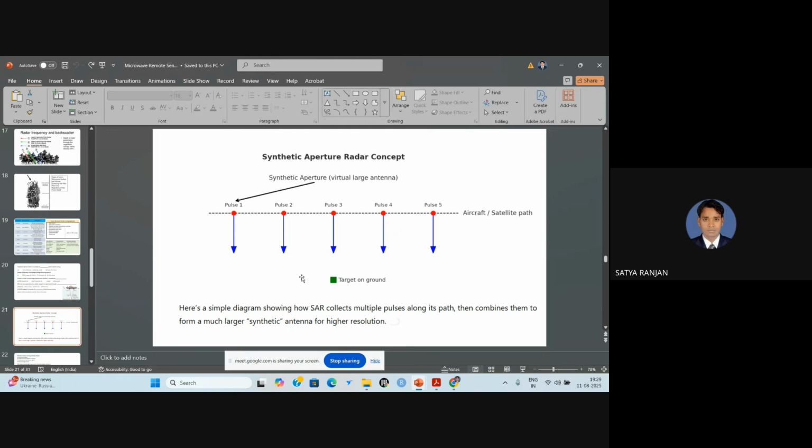It's a simple diagram. It combines all these pulses and then forms a larger synthetic antenna for higher resolution. So these are virtual larger antennas in the sensor which is mounted in the satellite. It receives all these backscatter informations. After that, it synthesizes all this information and then creates an image.